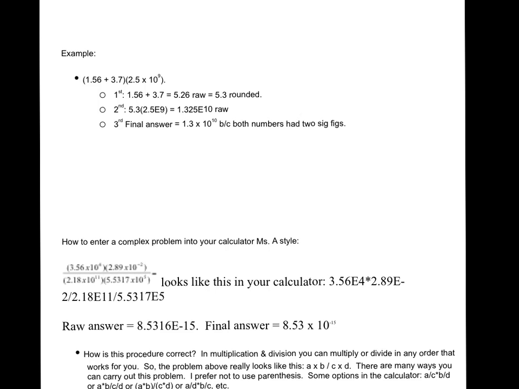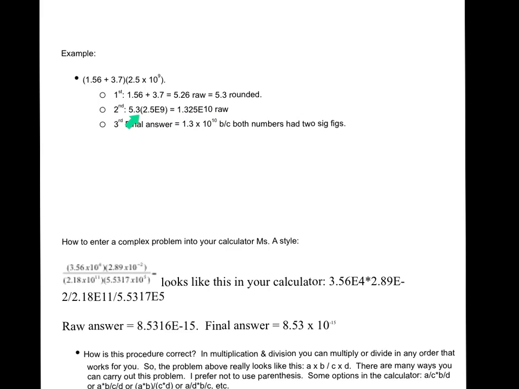So let's try a problem with addition in it and multiplication. If you see this problem, 1.56 plus 3.7 times 2.5 times 10 to the 9th, you first have to do the addition part. So 1.56 plus 3.7 is 5.26 is the raw number. You have only one place past the decimal in the 3.7, so you'd have to round that to 5.3. Now you plug in your calculator 5.3, or maybe a new line on your calculator, times 2.5. Got to make sure you get in scientific notation E 9. And when you hit the equals button, you should get 1.325 E10.